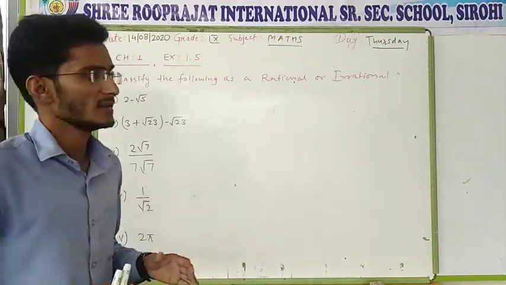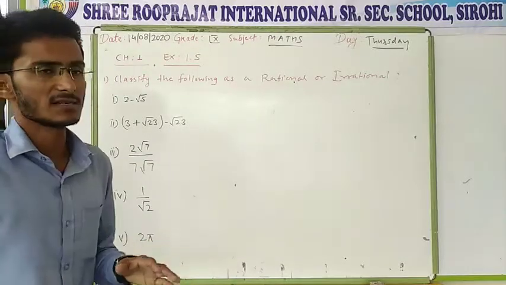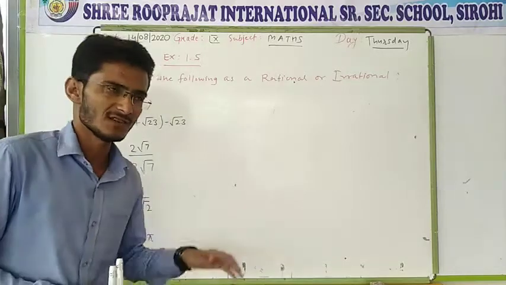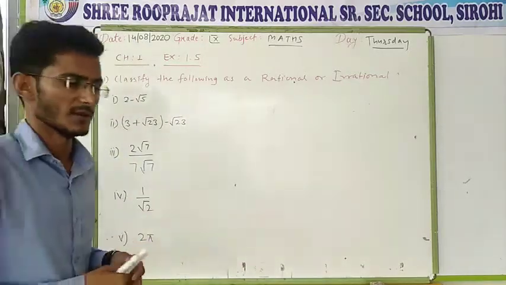Classify the following as rational or irrational. There are 5 numbers given. You have to identify which one is a rational number and which one is an irrational number.